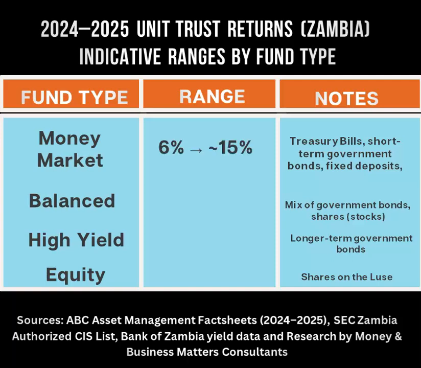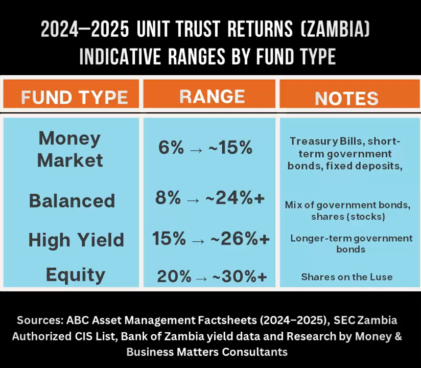So the money market unit trusts that invest in treasury bills, short-term government bonds and fixed deposits, the range is usually between 6% and 15%. For a balanced fund, that is a mix of government bonds, shares, and the like, is somewhere between 8 to 24%. High yield fund, that's longer term government bonds and the like, is between 15 and 26%. And then for shares, is somewhere between 20 and 30%. So let me just do a commentary on this.